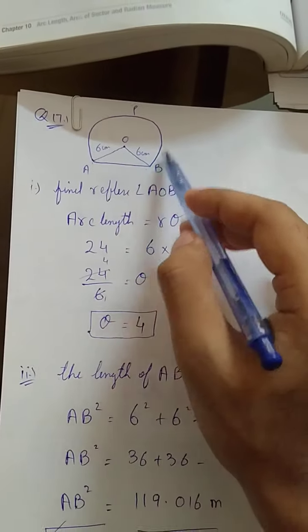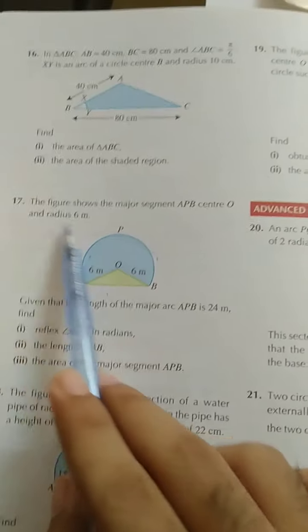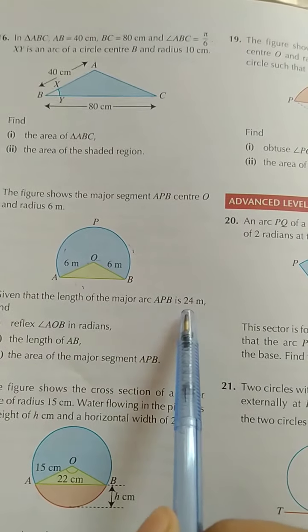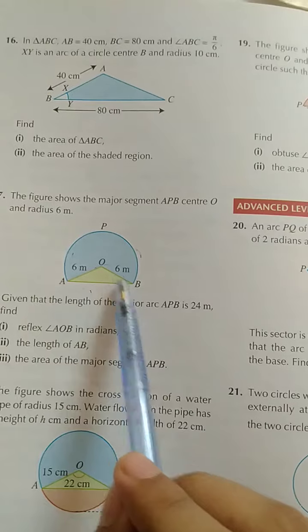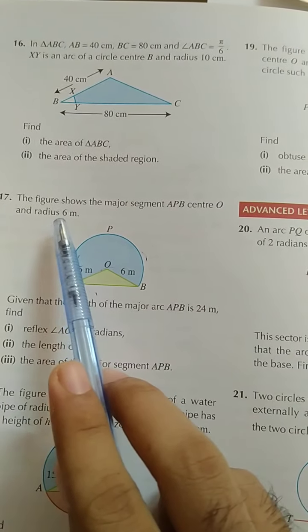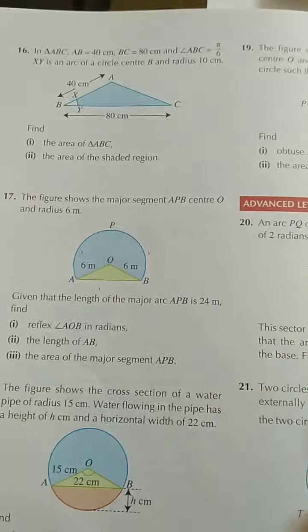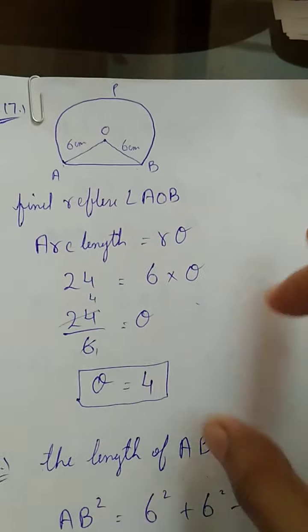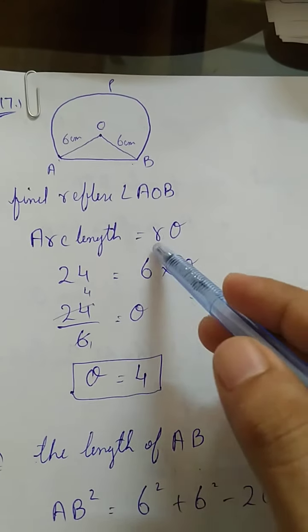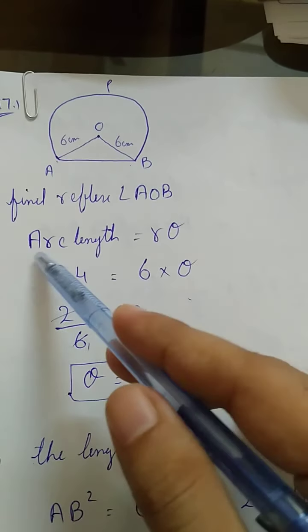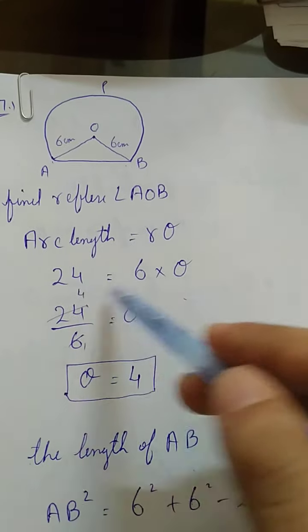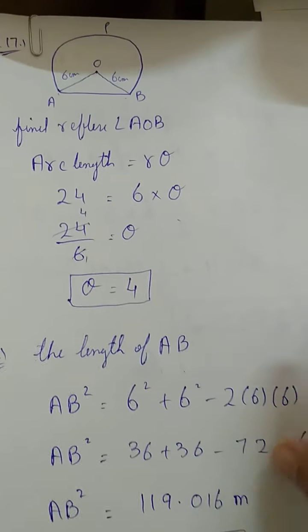For the arc, we know that the arc length is given to us in the question. The arc length given is 24 meters, and the radius is also given, 6 meters. So we will use the arc length and the radius to find theta, which is our angle. Arc length equals r theta. We will simply use this formula. The radius r is 6, the arc length is 24. We will simply put the values and then rearrange to find the angle theta, which is 4.